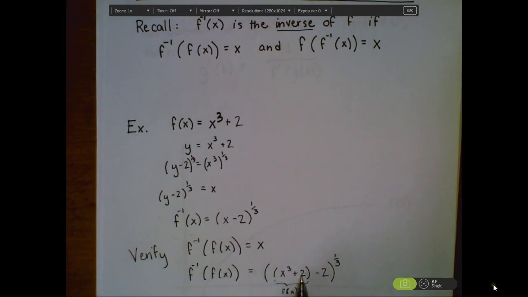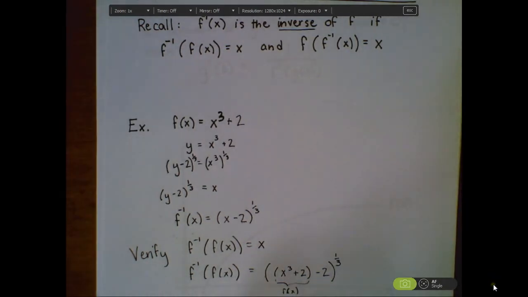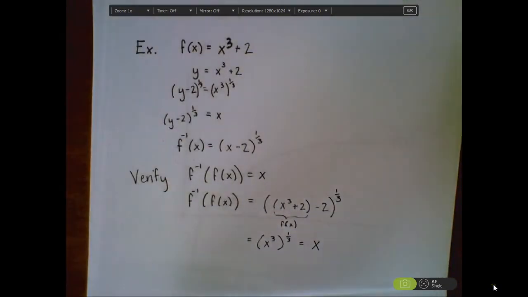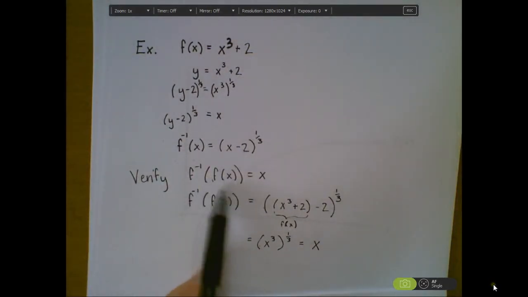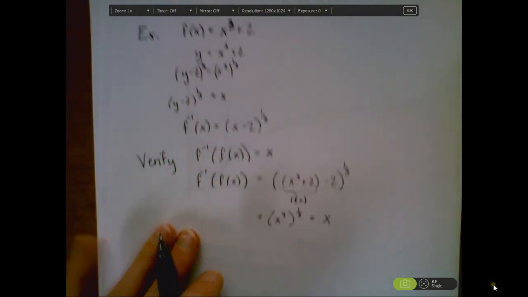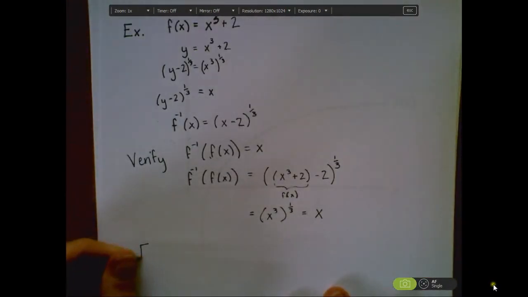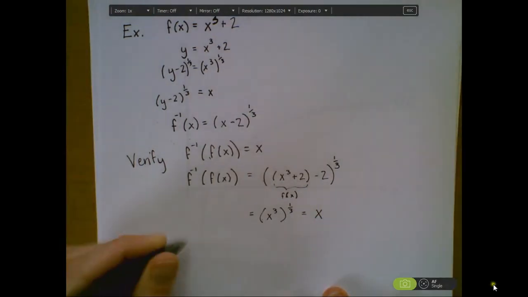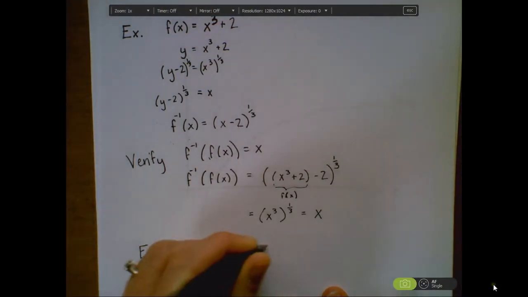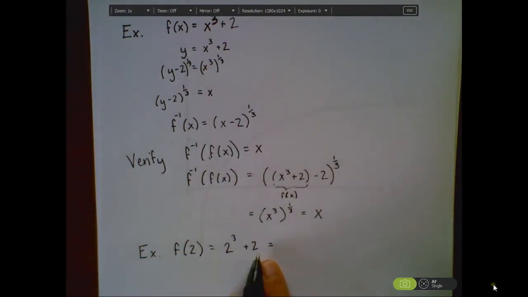So what happens algebraically? I get x cubed plus 2 minus 2, and those cancel one another, and I'm left with x cubed on the inside of the parentheses, all raised to the 1/3 power. Well, x cubed to the 1/3 gives me out x again. So indeed, I see that when I take my inverse function and plug in my original function, I get out exactly what I started with. I can also see this as an example with a number. For example, let's consider what is f of 2. Well, that's going to be 2 to the 3rd plus 2, which is 2 cubed is 8 plus 2 is 10.